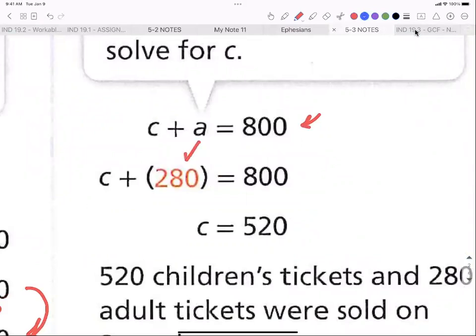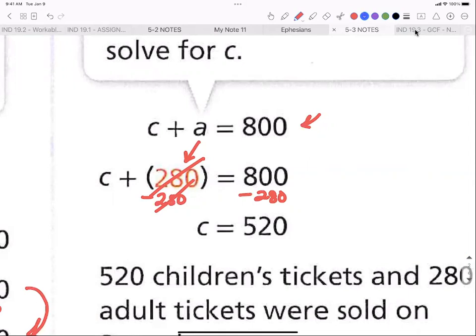They now, in place of the A, put 280 because that's part of the puzzle we know now. And now if you minus 280 and minus 280, you get that C equals 520. So there were 280 children's tickets sold and 520 adult tickets sold, totaling that 800 total tickets sold.